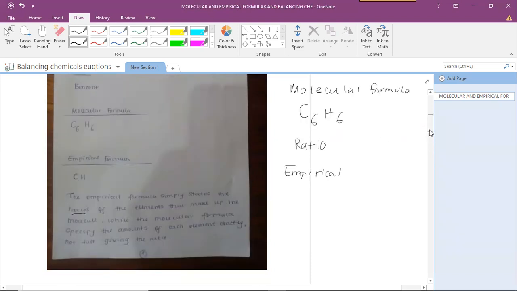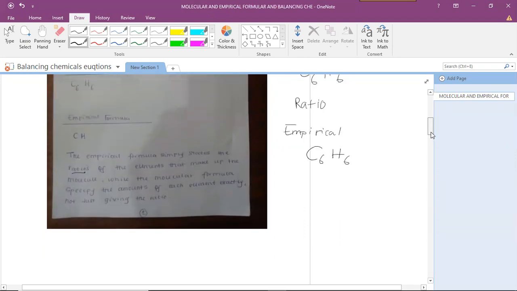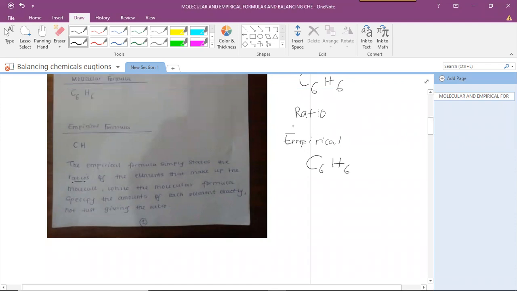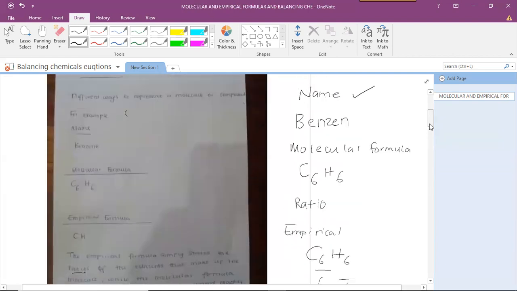So how do we find the empirical formula? We just divide by the highest common factor. It's not the lowest common multiple, it's the highest common factor. You have to ask yourself, what's the highest number that can go into 6 and 6 without leaving a remainder, which would be 6. So the empirical formula will become CH. So these are the ways in which we can represent any given compound.